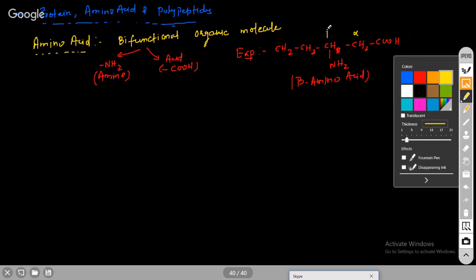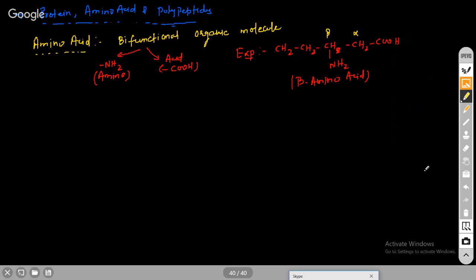Alpha and beta, so it is beta amino acid. Generally, the protein that we have is made up of alpha amino acids. So we'll discuss mainly alpha amino acids only, right? So write down here, proteins are made up of alpha amino acid. And when I say alpha amino acid, it means the NH2 group is present at what? Alpha position.